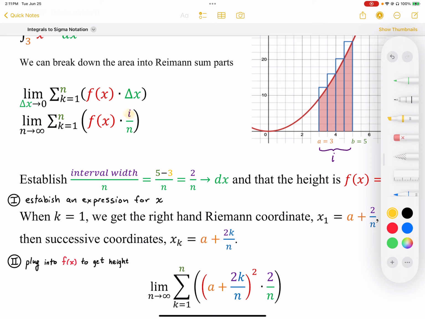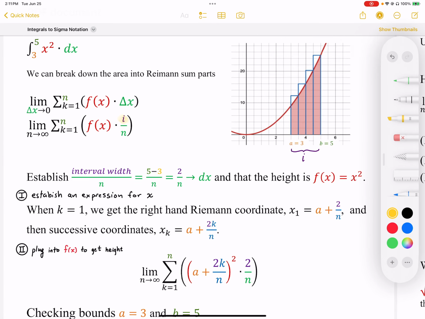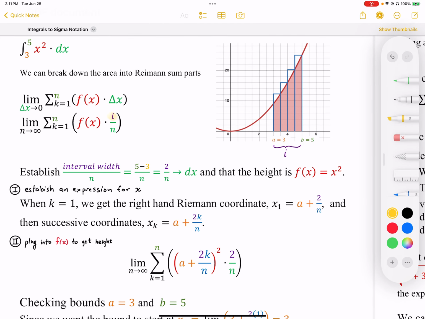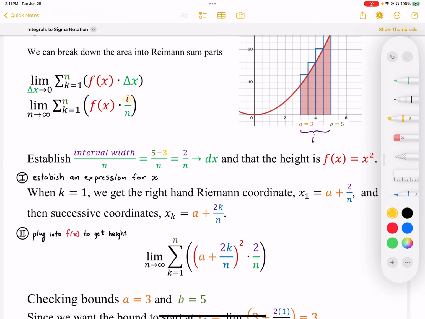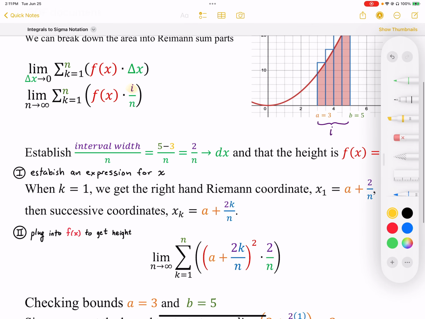And we're just going to leave it as n because we want to be able to change the number of rectangles that we might want to use to add up this area. So that becomes our delta x, or our dx, and our height is going to be x squared. Now, to establish the height in terms of n, we need to come up with an expression for our x in terms of n. So to get the expression for x, we need to figure out the x coordinate.